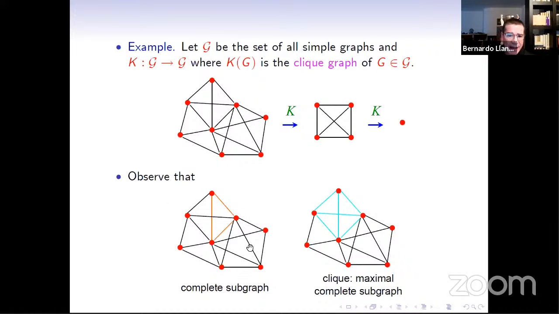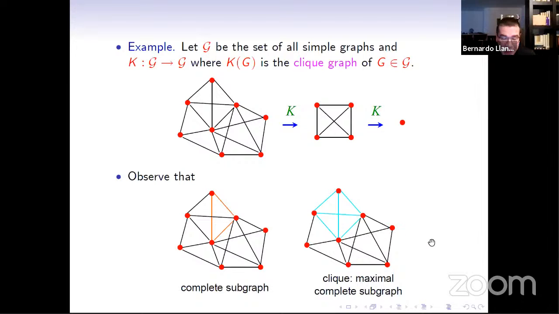Observe, this is the same graph. I want to point out that you can have complete subgraphs in a graph. For example, this orange triangle is a complete subgraph, but it's not a clique. A clique for us is a maximal complete subgraph by inclusion. For example, this is not a clique because there is a bigger complete subgraph, namely this blue one, containing the orange one. So this blue one is a clique because there is no bigger complete subgraph containing it.